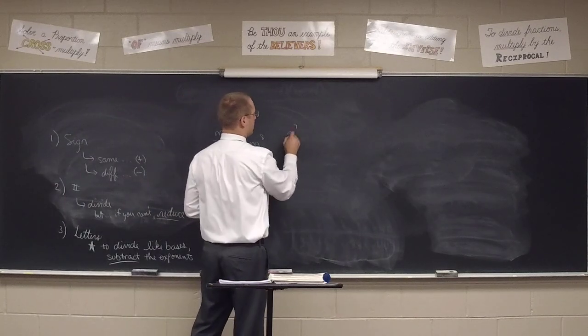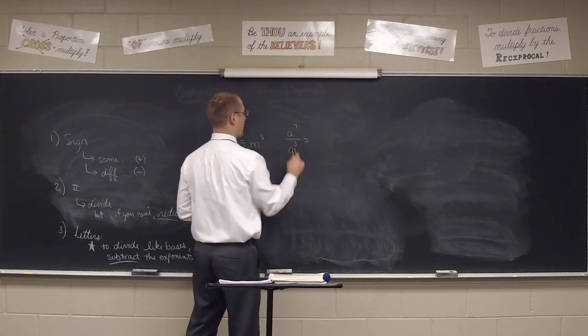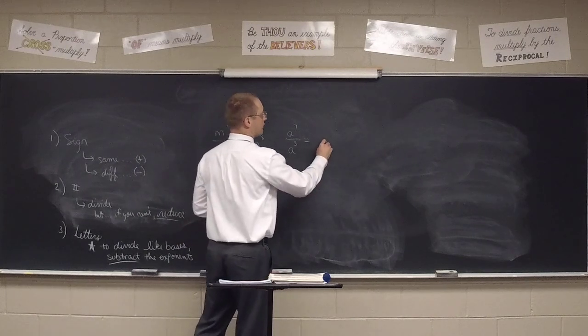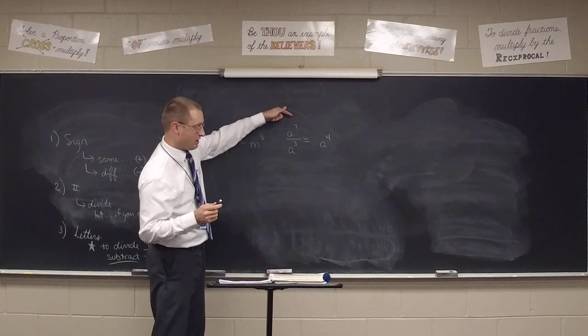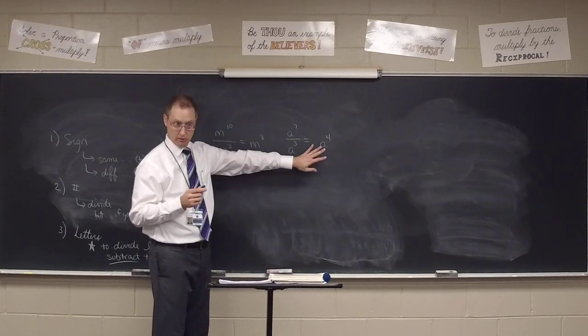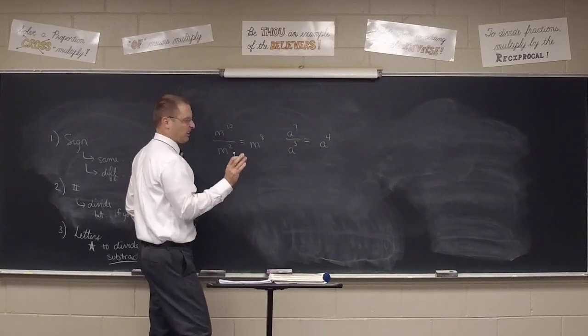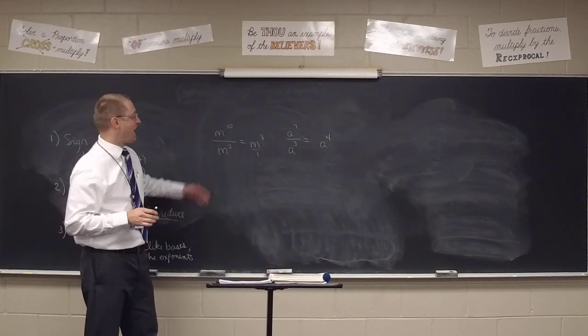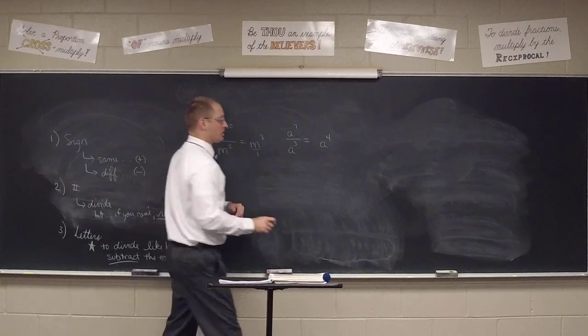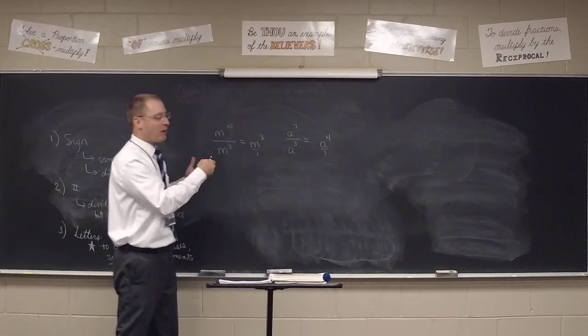Write this one down. If I had a to the 7th divided by a cubed, what would I get, class? A to the 4th. Because these 3 a's are subtracted away from these 7 a's to leave me with 4 a's, right? Technically, class, that's an m to the 8th over 1, because the 8 m's are left in the top. Technically, this is an a to the 4th over 1. I just don't like to write the over 1.